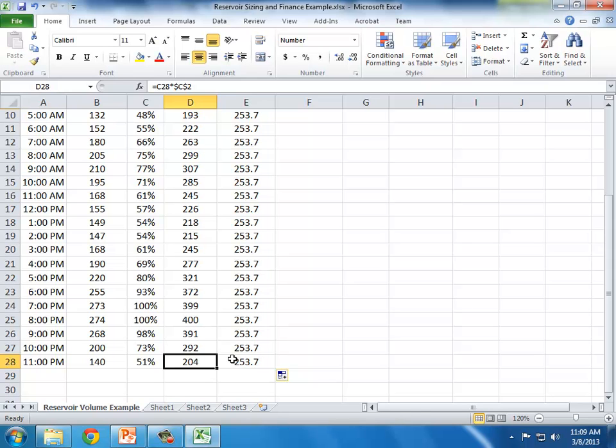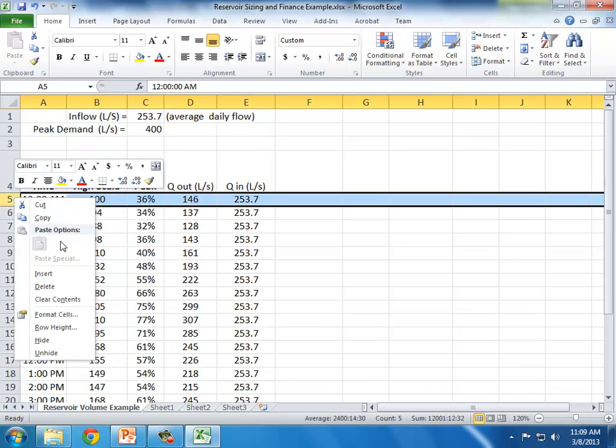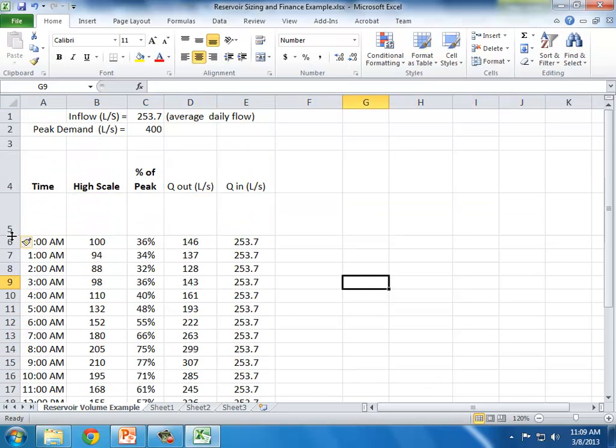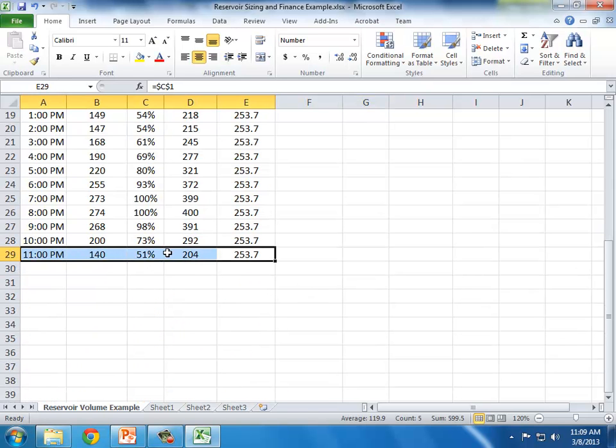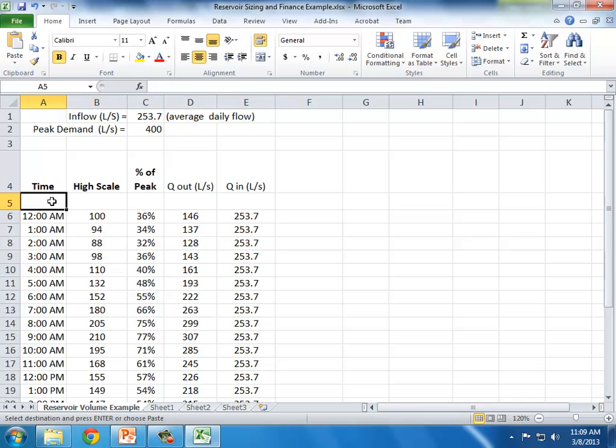So what I'm going to do is select this, and I'm going to put it at the top of the list. Now, it's just coincidentally that it's that large. Okay, so I'm going to move that up here, because what I want to do is start off with filling the reservoir and then drawing it down through the day. Now that I've sorted it so that the top one is when the reservoir starts to fill.